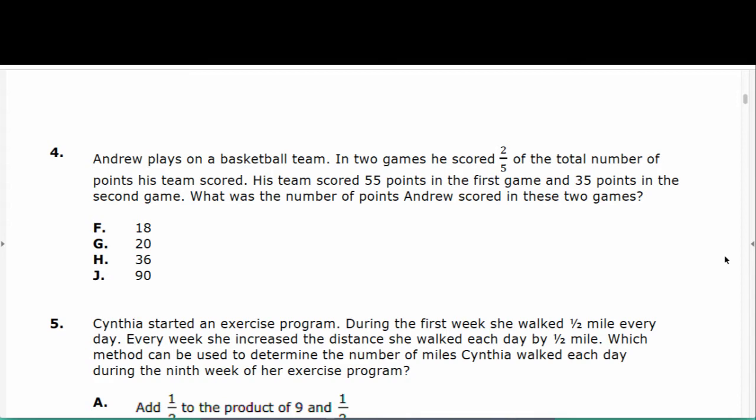Question 4. Andrew plays on a basketball team. In 2 games, he scored 2/5 of the total number of points his team scored. His team scored 55 points in the first game and 35 points in the second game. What was the number of points Andrew scored in these 2 games? F. 18. G. 20. H. 36. J. 90.